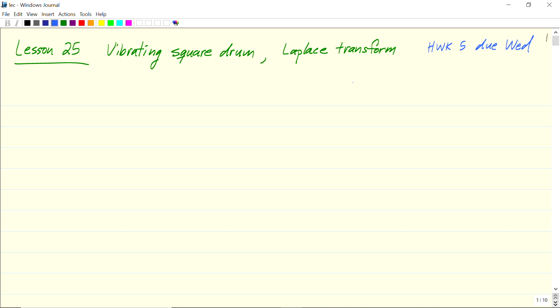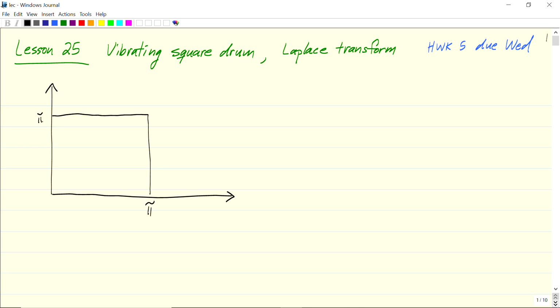So let me review what the problem is here. I'm going to stick with a square drum today. Before break, I did a rectangular drum. And to make life easier, I'm going to make my square drum have side pi. So this is the x direction, the y direction. And think of a membrane here stretched over a square drum head, square drum frame.